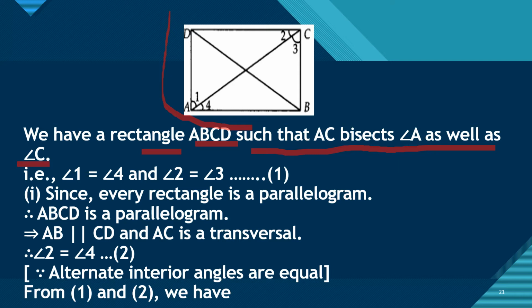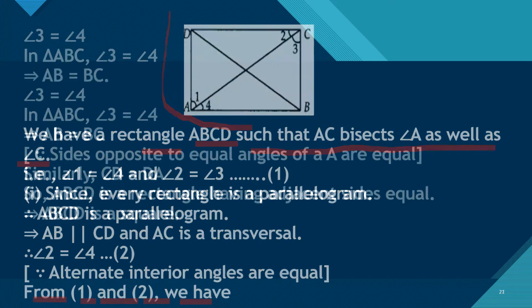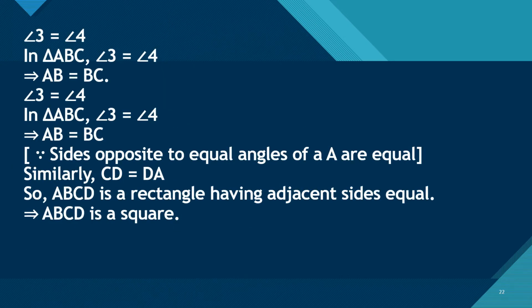Since every rectangle is a parallelogram, ABCD is a parallelogram. So AB is parallel to CD and AC is a transversal. Therefore angle 2 is equal to angle 4, alternate interior angles are equal. From 1 and 2, we have angle 3 and angle 4 equal. So in triangle ABC, angle 3 is equal to angle 4.